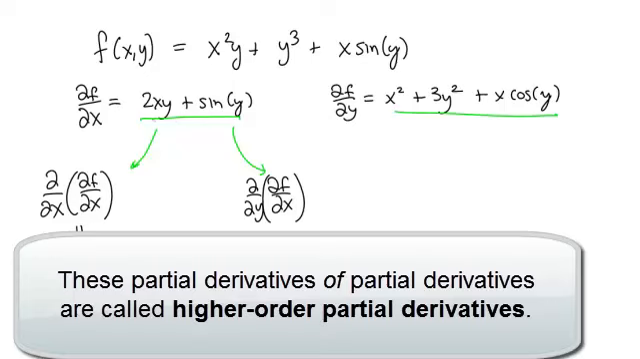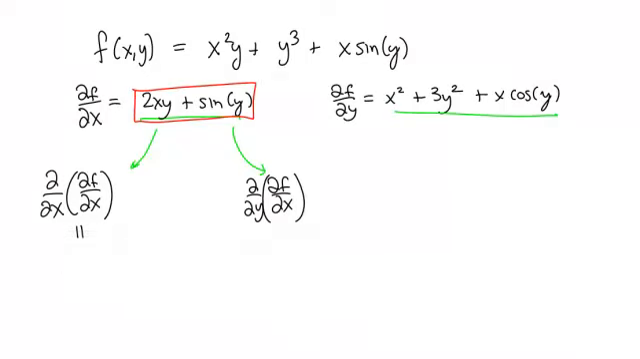So if we take the derivative of this expression right here with respect to x, we're going to get 2y plus the derivative of sine of y with respect to x, which is 0. And so that gets me 2y. On the other hand, if we take the derivative with respect to y of the derivative with respect to x, we're going to get 2x, and the derivative of sine is cosine of y.